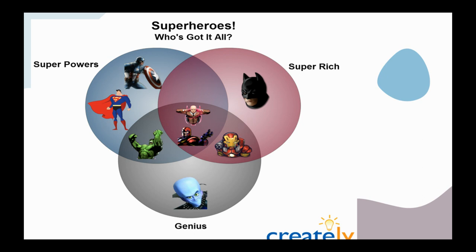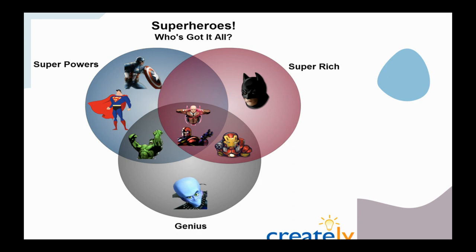Notice we've got a couple of crossovers. Professor X has superpowers, he's super rich, and he's a genius. Same with Magneto. Iron Man is super rich and a genius, but he doesn't have superpowers. Batman is just super rich. He doesn't have powers, and he's not a genius. Remember, he had, who was it? That guy who worked in his R&D who created all the stuff for him. He was the genius, right?